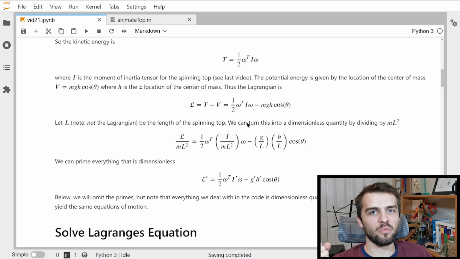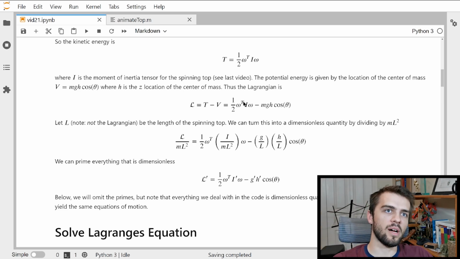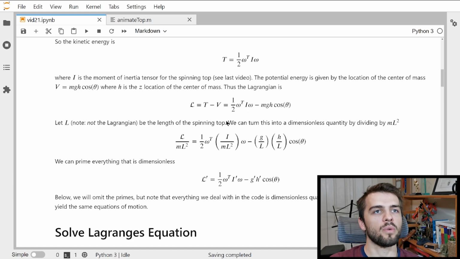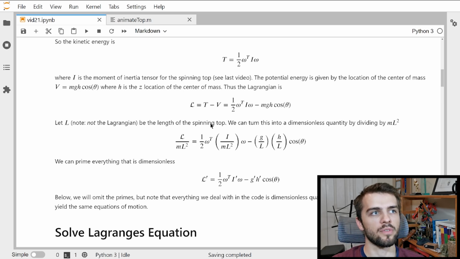So we have a Lagrangian, which means we can find Lagrange's equations and solve for the equations of motion with this. But of course, there are a lot of free variables here. There's m, and the length of the spinning top also comes into play with the moment of inertia I. So what I like to do is make things as dimensionless as possible before solving the problem.